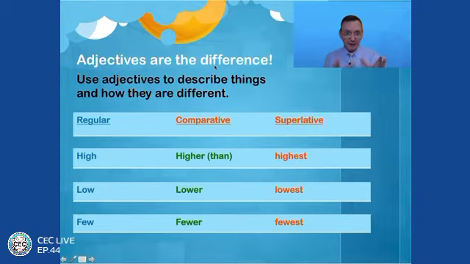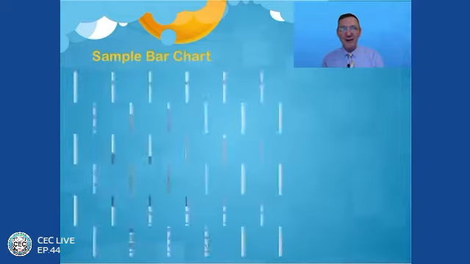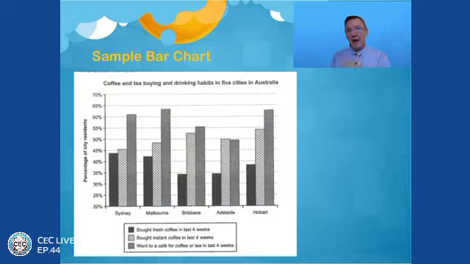So adjectives are the key to writing IELTS Task 1. But how do you use them? What is a tool, something you can do that will help you when you're trying to write IELTS Task 1? Well, we're going to talk about that today. Let's get a sample we can work with. This is from IELTS 7, and it talks about coffee and tea buying and drinking habits in 5 cities in Australia.